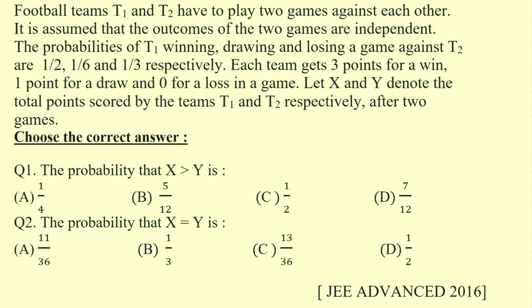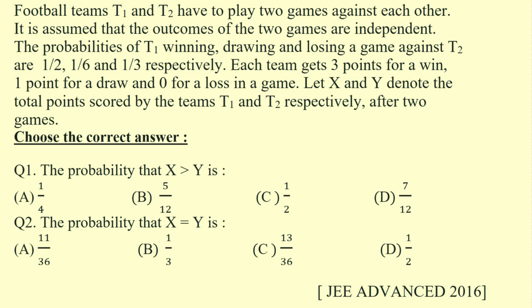Let capital X and capital Y denote the total points scored by the teams T1 and T2 respectively after two games. Then we have to choose the correct answer for the two questions given here. So let's start solving this question right away. The first question says, what is the probability that X is greater than Y? That is, points secured by T1 are greater than that of T2.